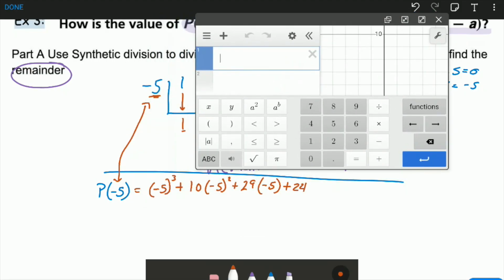But if I type this in so that we can clearly see what the remainder is: negative 5 to the third power plus 10 times negative 5 squared, plus 29 times negative 5, and then plus 24. Oops, I placed that in the wrong spot. So after typing it into a calculator that does order of operations for me, I get that P of negative 5 is 4.